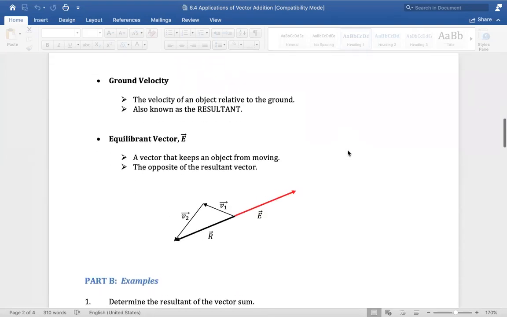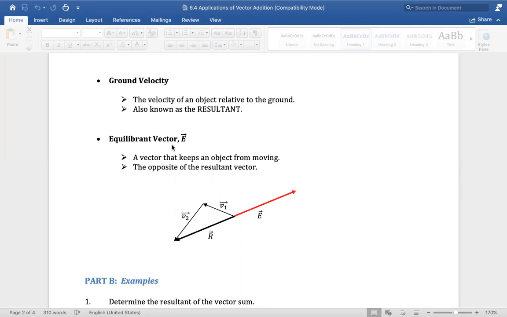All right, so we're going to be seeing words like ground velocity. Ground velocity basically just means the resultant. So it's the velocity of an object relative to the ground. If it's asking you to solve for the ground velocity, it's asking you to solve for the resultant. To solve for the resultant means I want to solve for both a magnitude and a direction, because it's a resultant vector. It needs to have both. And we will see examples of this coming up shortly.